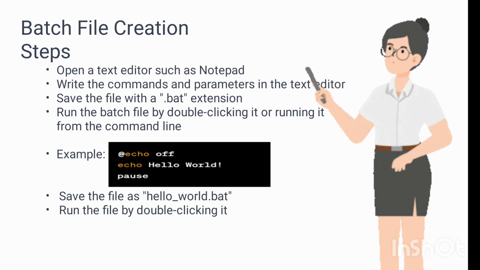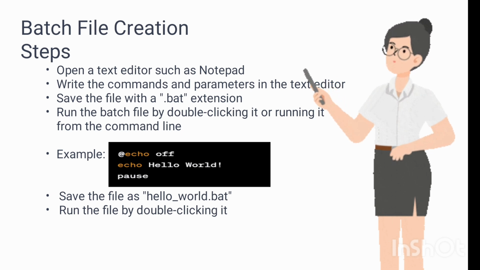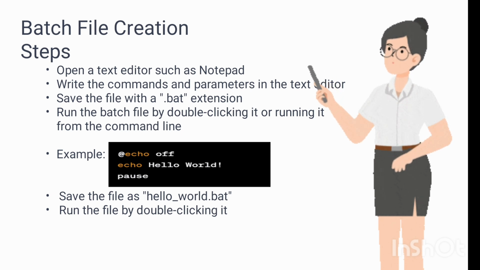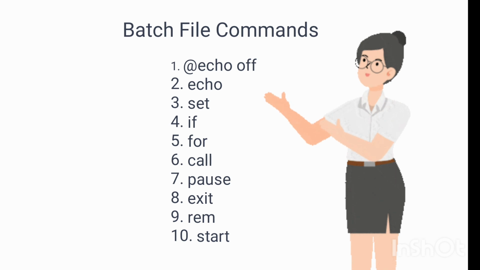For example, let's consider a simple batch file that displays the message hello world and pauses. We start with the command @echo off, which turns off the command echoing. This means that the command prompt won't display each command as it's executed. Then we have the echo command, which displays the message hello world. Finally, we use the pause command to pause the execution, allowing us to view the output. Once we have written this code in a text editor, we can save it as hello_world.bat and run it by double-clicking the file. Now, let's explore some common batch file commands that you can use to perform various tasks.